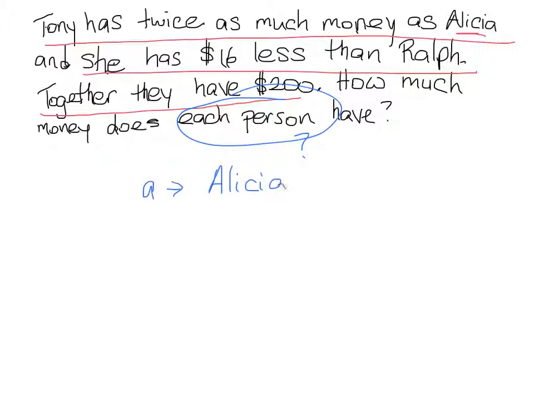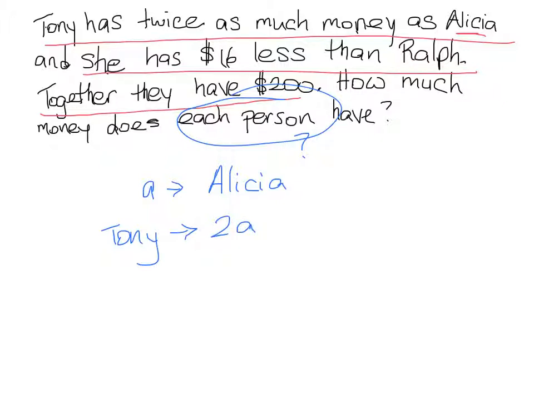All right, so once we've figured out that our variable is Alicia, now we can go ahead and look at all the things that we know using our variable. So again, we know that Tony has twice as much money as Alicia. So Tony, therefore, has twice as much money as Alicia. He has 2A. All right, what else do we know?